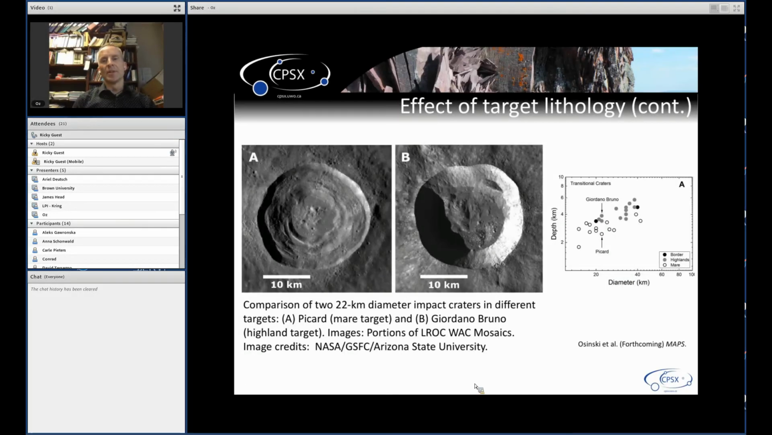Two really great, wonderful examples are Giordano Bruno, perhaps the largest fresh crater on the moon, and Picard. They're exactly the same diameter, 22 kilometers across, but you can see morphologically they are drastically different. Giordano Bruno is deep, and you can see that in the plot on the left. Perhaps one small terrace up there in the northeast corner, and Picard has a number of terraces and is much shallower overall. This just goes to emphasize that craters formed in the highlands and the mare have quite different properties.